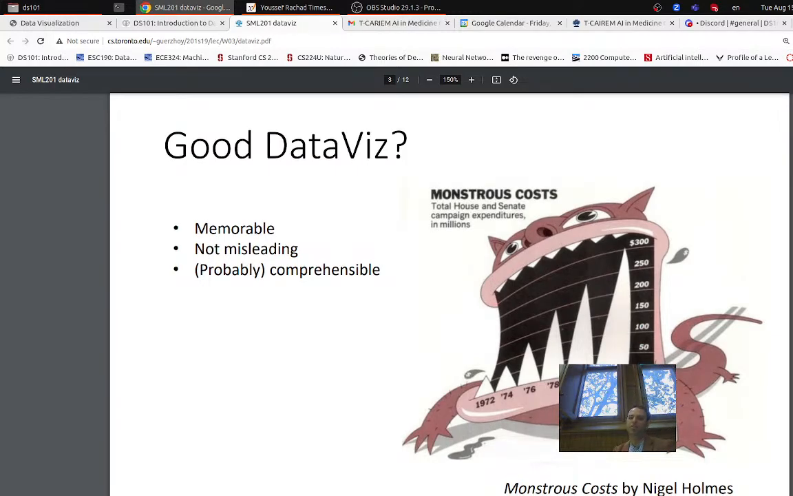So here's another example. Is this good? So this is, again, a somewhat famous example of data visualization. Here you have the total House and Senate campaign expenditures across the years in the US. So you see here that they're going up. So is it good? Well, it's memorable. It's not misleading. It's probably comprehensible. Is it as comprehensible as it could be? Well, one might argue, not really. Probably the fancy stuff is just distracting you.